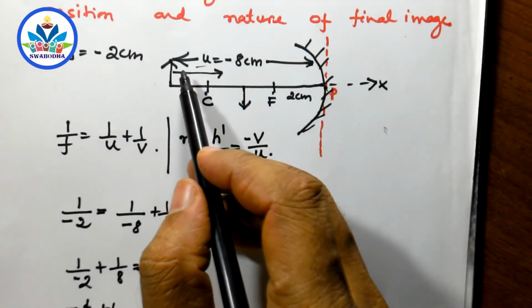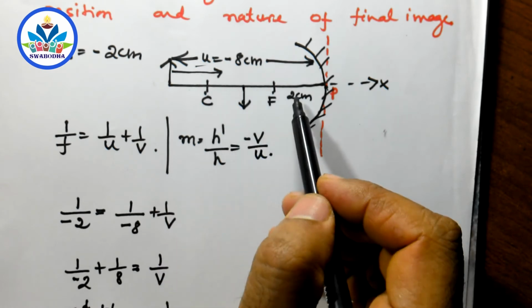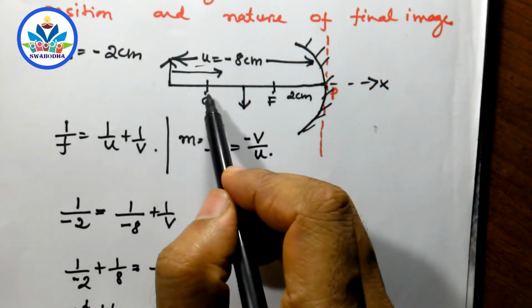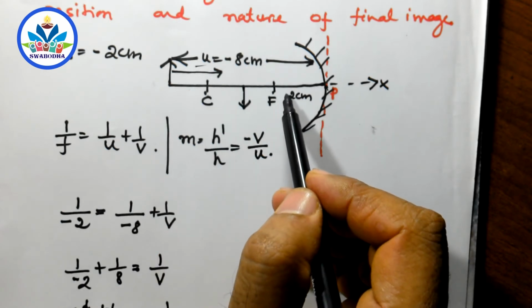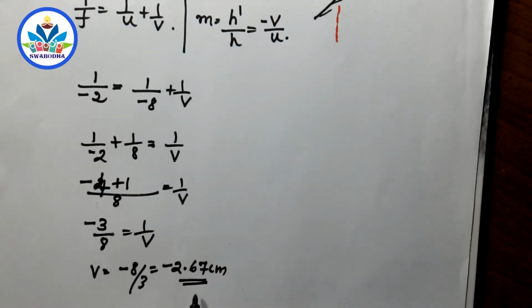They say when in the derivation we have seen when the object is beyond C, image is between C and F. So it should be, F is 2, C is 4. Double this. R equal to 2F. You know that derivation. 2, 4. So between 2 and 4, that answer is correct. Greater than 2, less than 4.